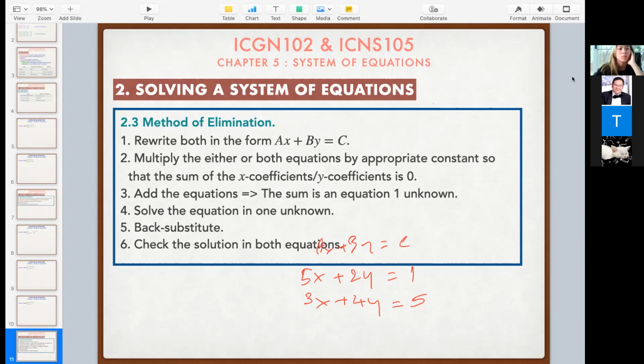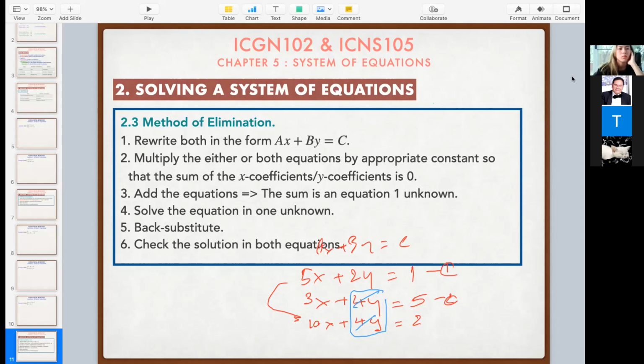If you multiply equation 1 by 2, we get 10x plus 4y equals 2. Why do we need to do so? If you look at the term y, both of them are the same, right? You have 4y like this. So if we subtract these two equations, we can eliminate 4y, and then we have just x left. That's why we call this the method of elimination.